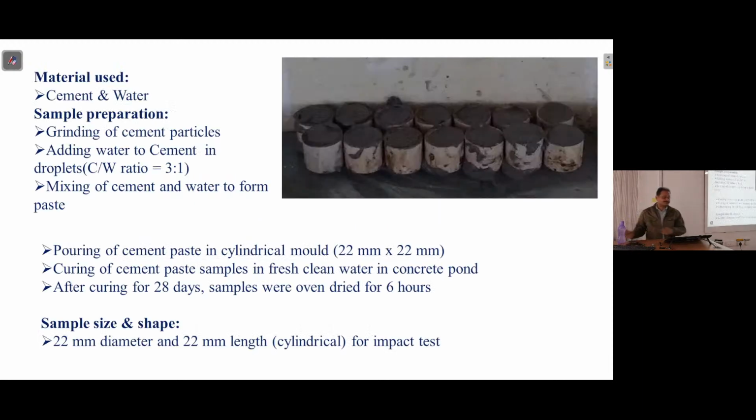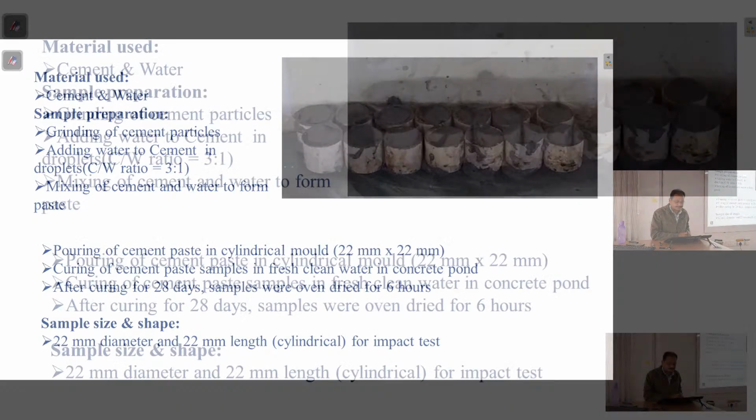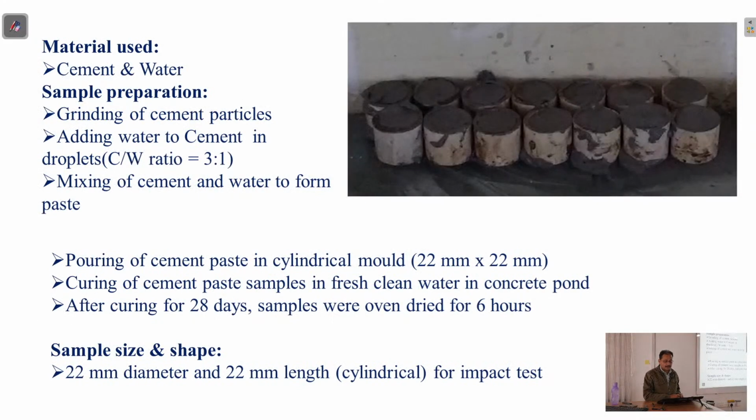Yes, so you have these smaller samples. This image is showing some samples, and in the image they seem much bigger, but this is the size, right? They are very small samples, 22 mm diameter and 22 mm height. This is the usual size they have. And the cement and water ratio is 3:1.